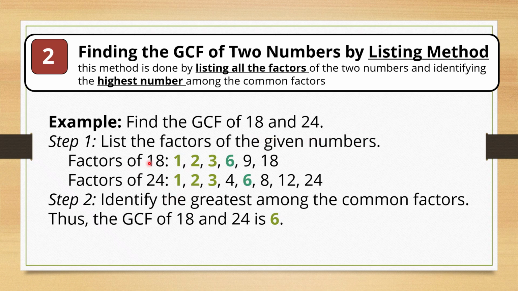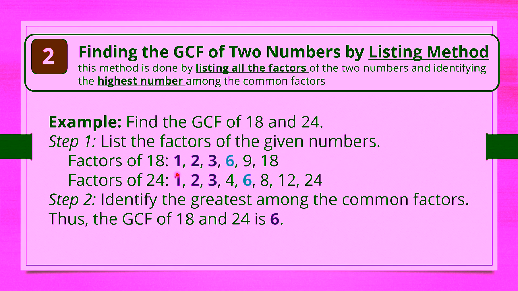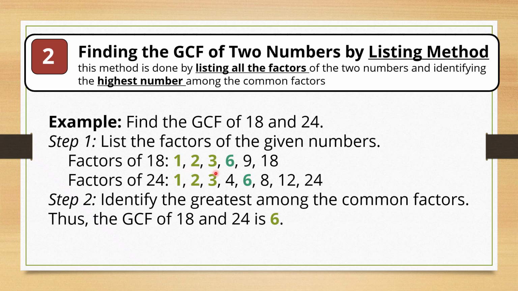First step, list the factors of the given numbers. You have first the factors of 18: 1, 2, 3, same as earlier. You have the factors of 24: 1, 2, 3. Okay, 4 is also a factor of 24, but not of 18. So for 18, you then move to 6, 9, and 18. But for 24, you have as well 6, 8, which is a divisor of 24, 12, and 24 as well. Now, these are the factors, you are listing them down.